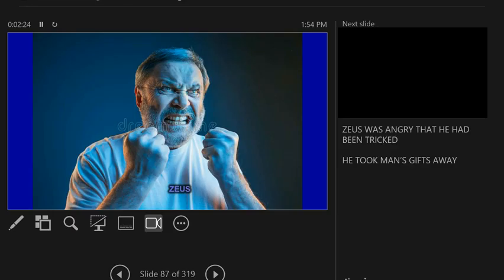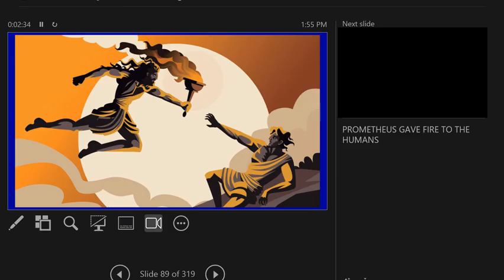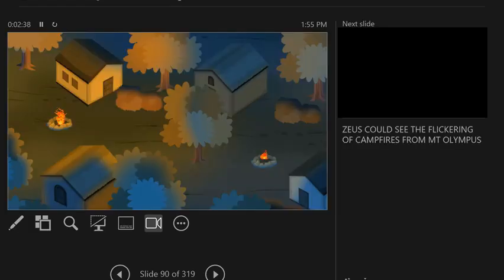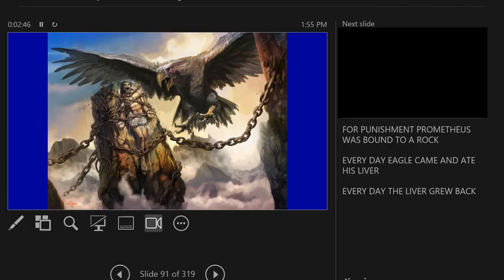And when he realizes that he's been tricked, he gets angry and takes fire away from man. Prometheus then goes and returns fire to man. And then when Zeus looks down at man and sees that they have fires all lit, he gets angry with Prometheus and ties him to a rock. Every day an eagle comes and eats his liver and then flies off. And then the liver grows back. And this happens every day. So that is the story of Prometheus.